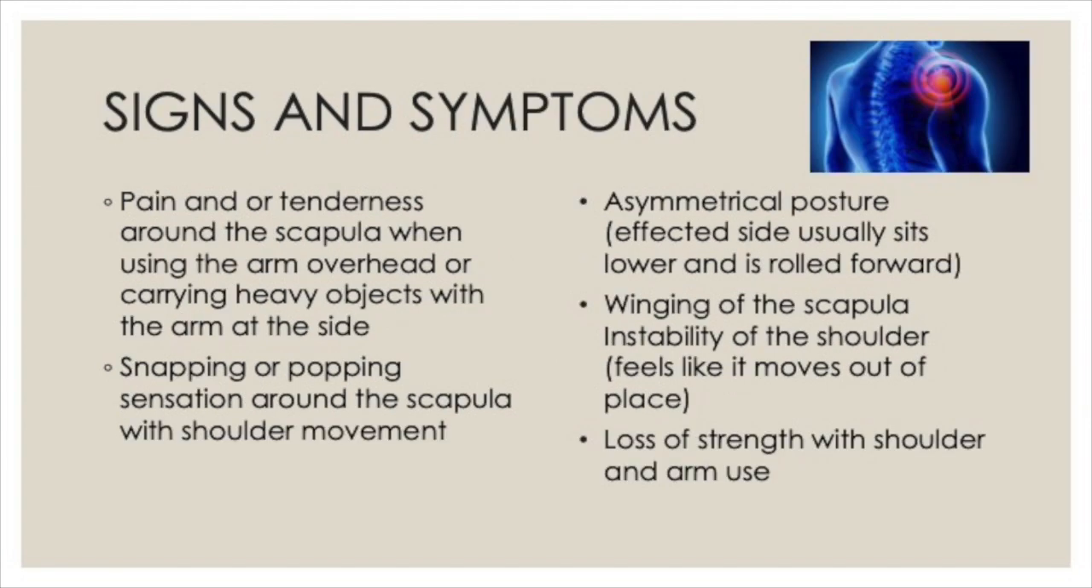Signs and symptoms. Pain and/or tenderness around the scapula when using the arm overhead or carrying heavy objects with the arm at that side. Snapping or popping sensation around the scapula with shoulder movement. Be sure to look for asymmetrical posture. The affected side will usually sit lower and it will look rolled forward. Another thing to look for is winging of the scapula. It's instability of the shoulder and it will feel like the scapula moves out of place. Loss of strength with shoulder and arm use is another sign.